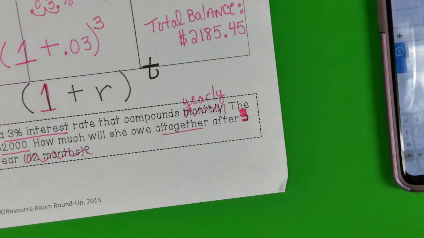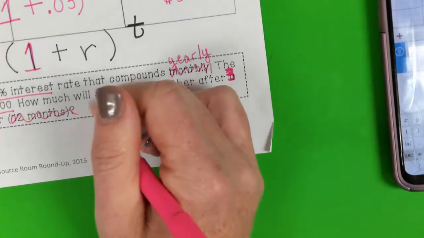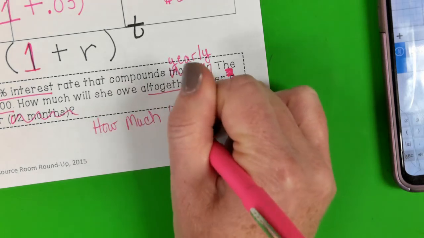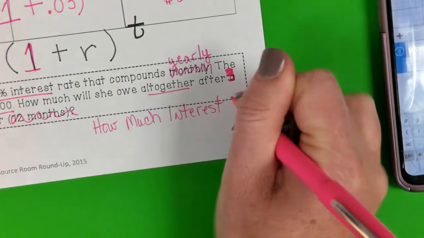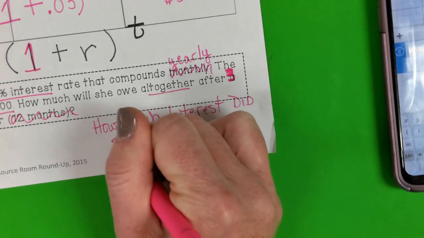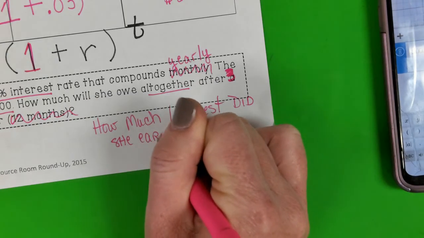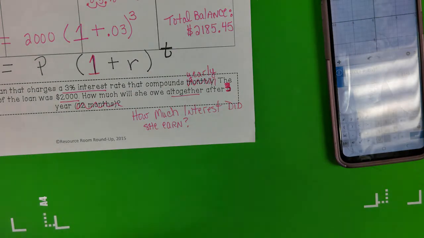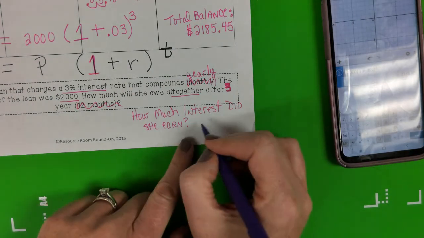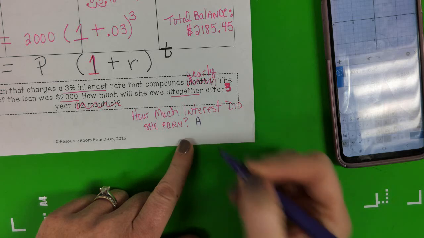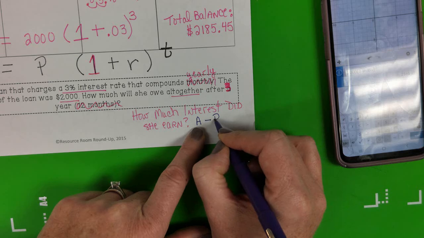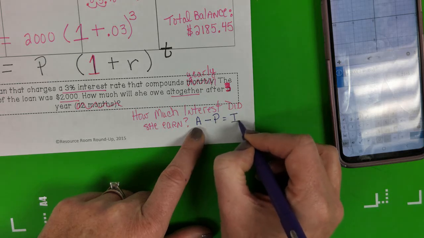Okay, so now I have another question for you. How much interest did she earn? So we have the total balance. How would I find out how much interest that is? Well, I hope you're thinking that we would take the total balance, the A, and subtract the principal, and that would give me how much interest this is.